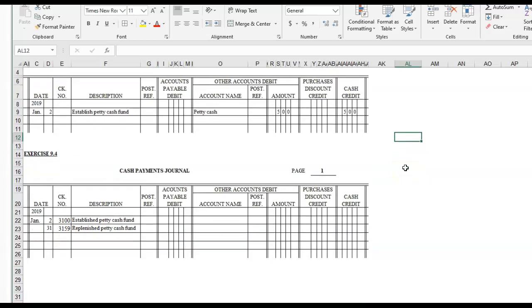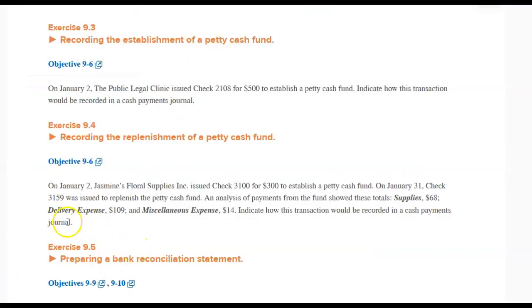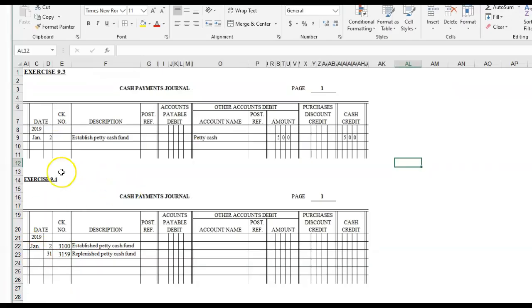We are ready for 9.4. We issued a check for $300 to establish the petty cash fund. Then on January 31, check 3159 was issued to replenish the cash fund. It showed several payments: supplies $68, delivery expense $109, miscellaneous expense $14. This is normally what you would do with the petty cash fund: you would write down each individual expense.